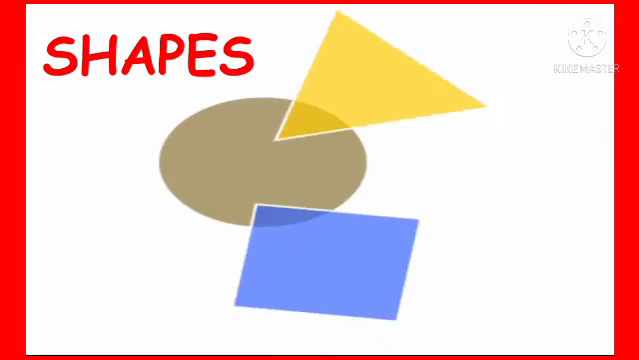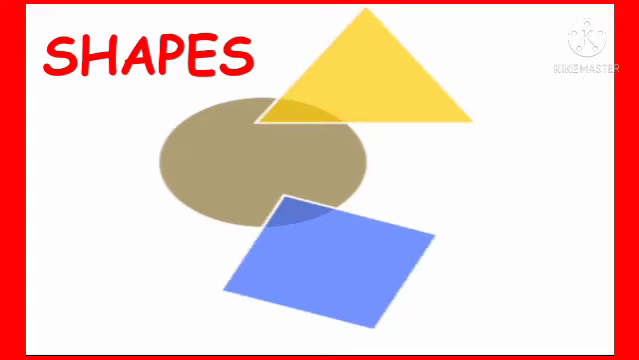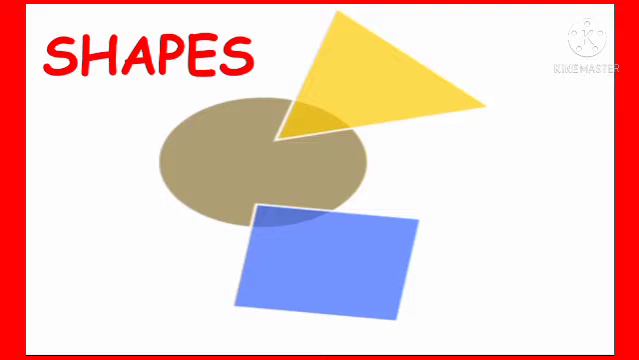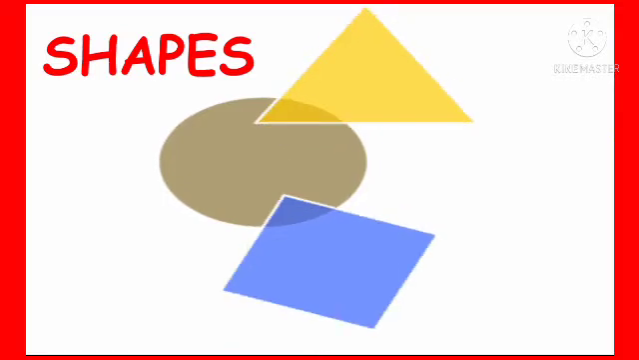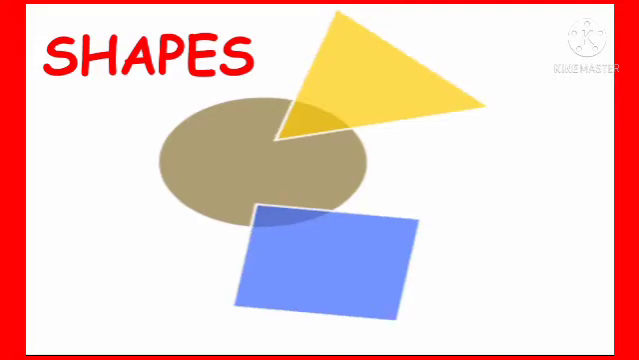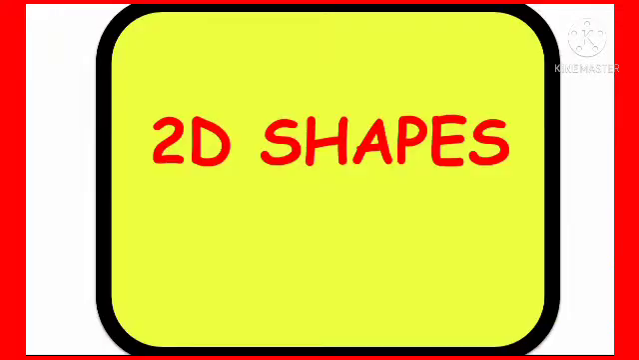In geometry, a shape can be defined as the form of an object or its outline, outer boundary or outer surface. There are different basic categories such as two-dimensional shapes and three-dimensional shapes. Children, first, let us study about 2D shapes. What are 2D shapes? For example, let us take a sheet of paper. It has only length and breadth. Such shapes are called 2D or two-dimensional shapes.